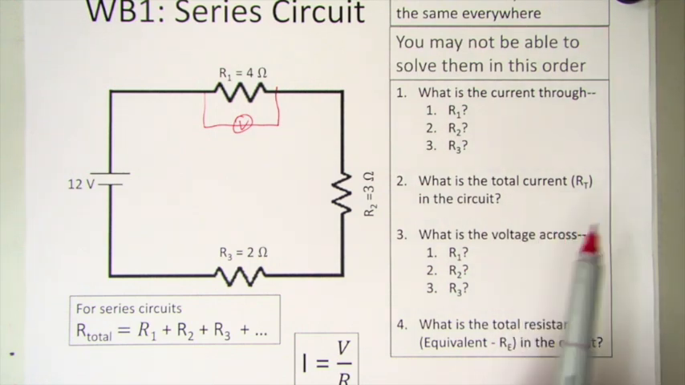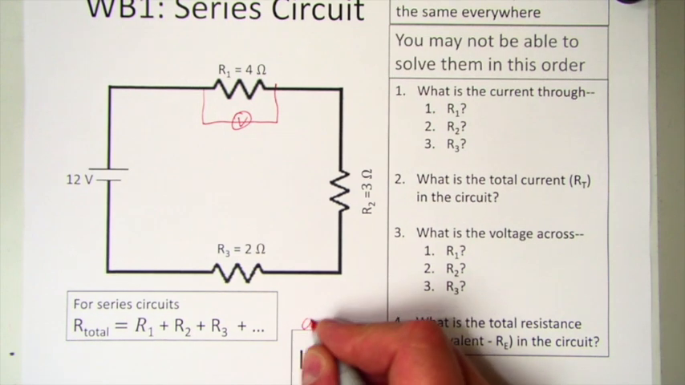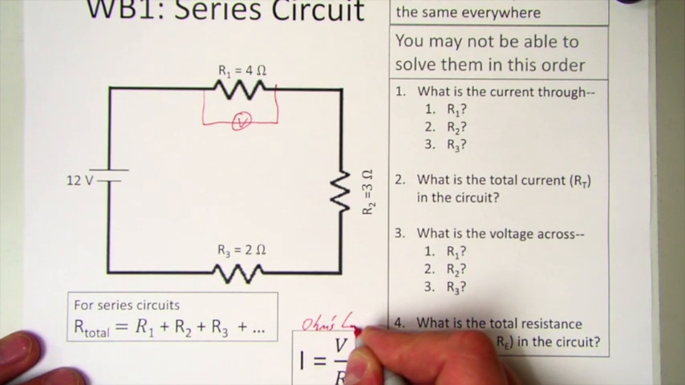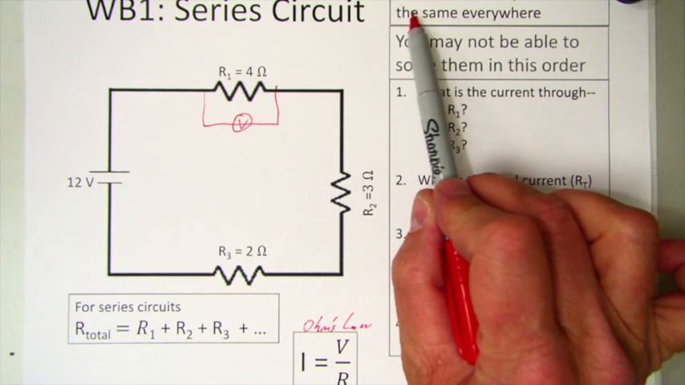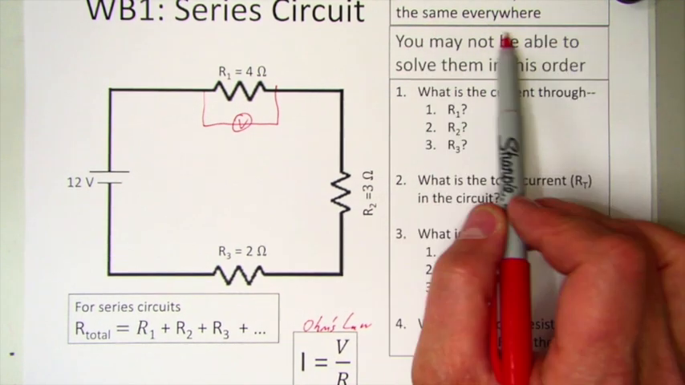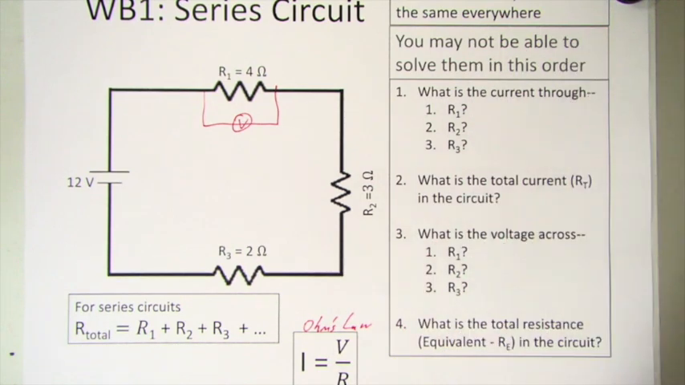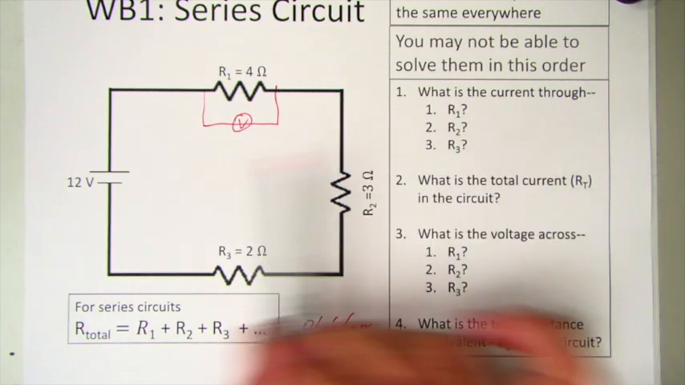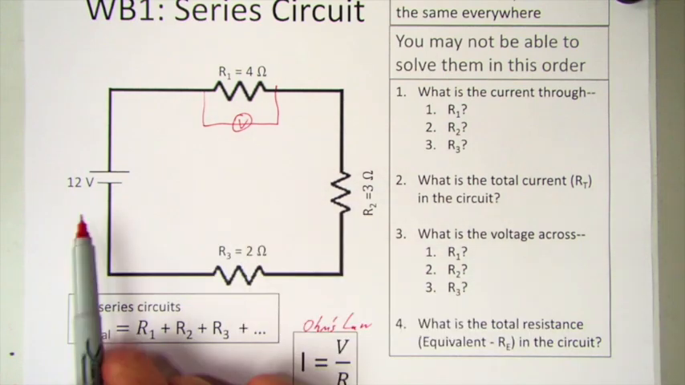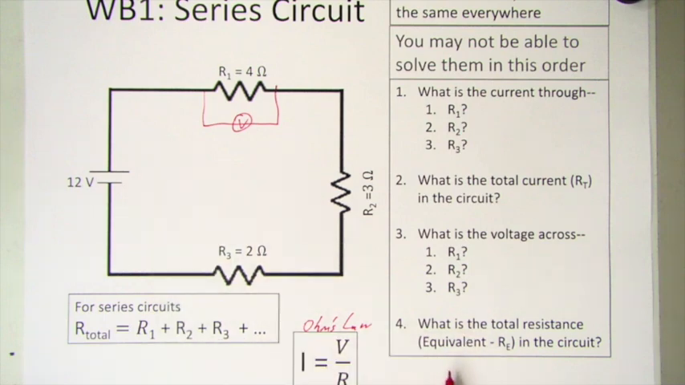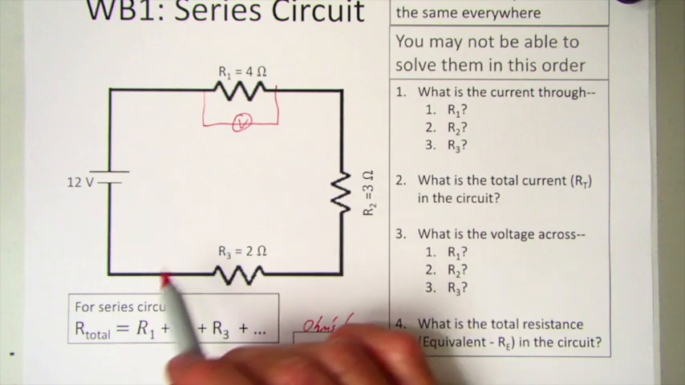All right, and remember, we have Ohm's law. The current is equal to voltage over resistance. And we know that for series circuits, current is the same everywhere. And for series circuits, voltage is shared. But here, one of the big things we need to look for is the total resistance. We know the total voltage is 12 volts. If we can find the total resistance, then we can find the total current in the system.